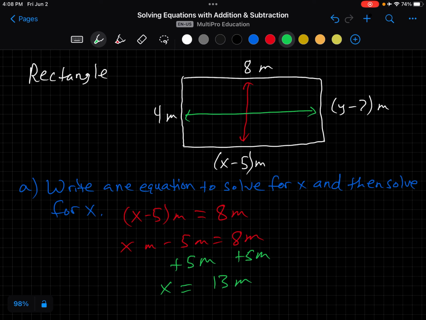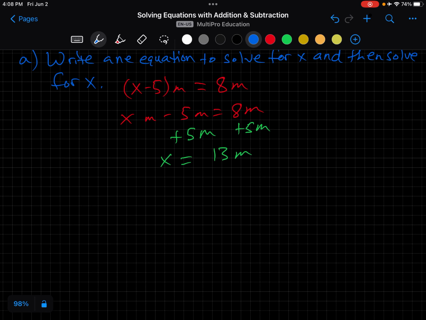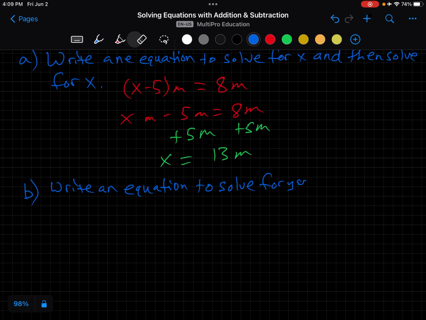Interesting. Very interesting. Alright, let's look at part B. Part B. We want to write an equation to solve for y and then solve for y.